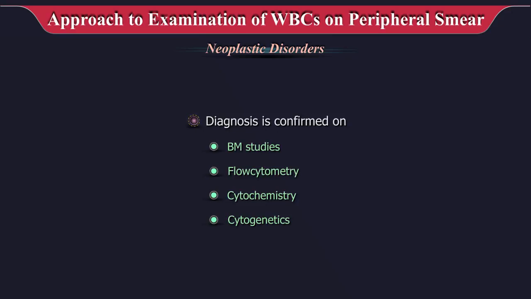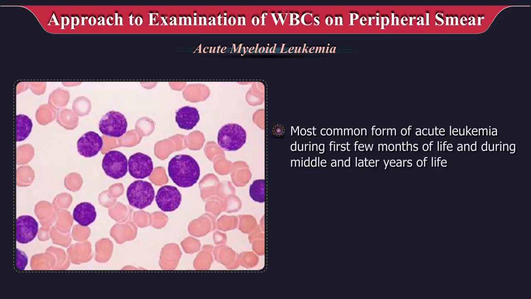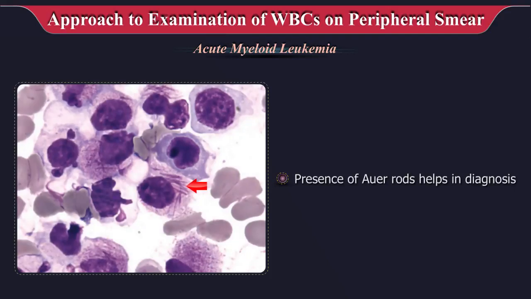The various cell types have been described in detail in the next video. Let us see a brief overview of leukemias. Acute myeloid leukemia is the most common form of acute leukemia during first few months of life and during middle and later years of life. It shows increased leukocyte count. There is presence of large number of myeloblasts. Presence of Auer rods helps in diagnosis.